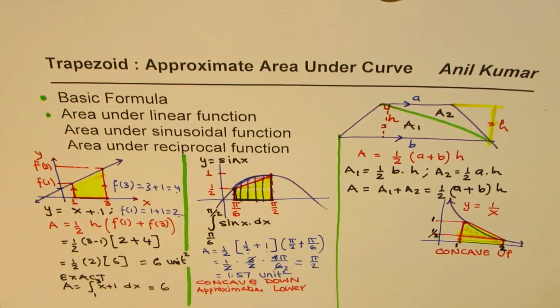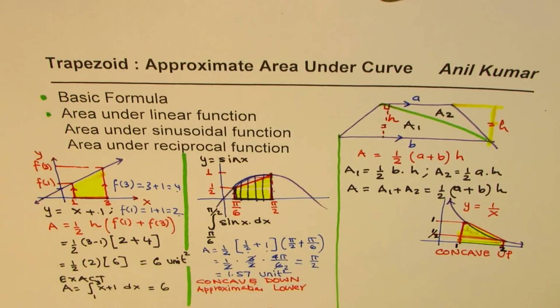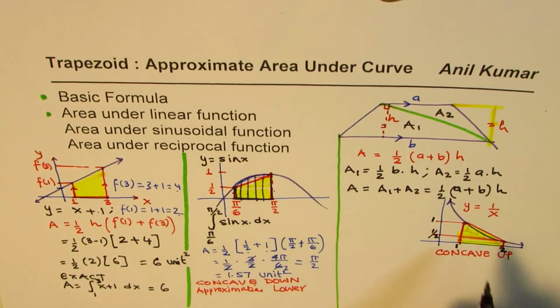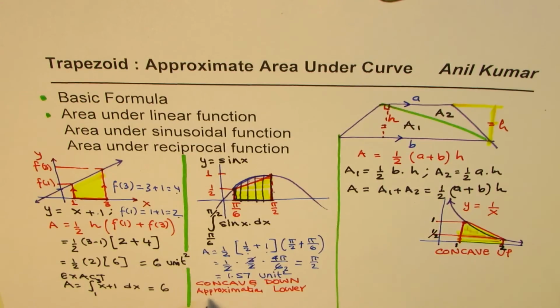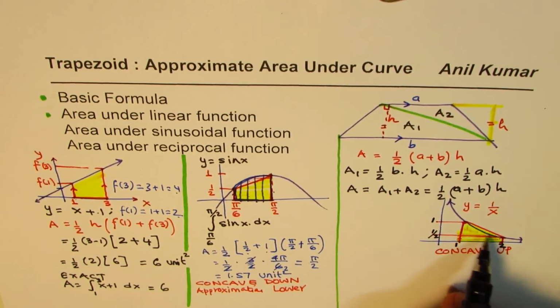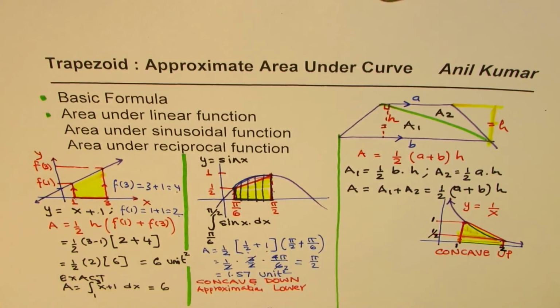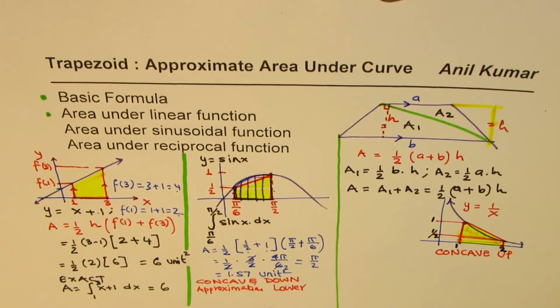That extra portion? Yes. So one thing we are very clear about, that in this particular case, when we have concave up, approximation is higher, right? Since we are, you can see, extra area is being considered. Is it okay? So that's one part.